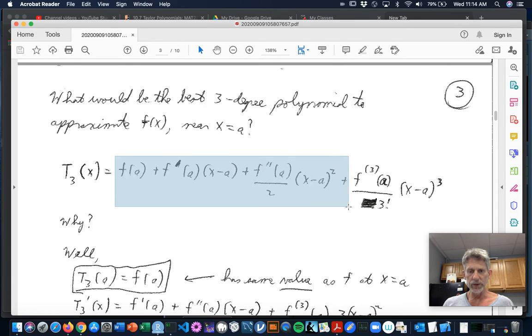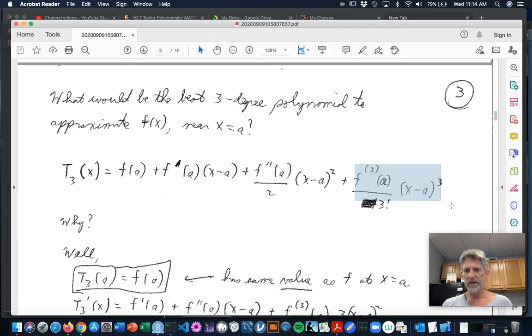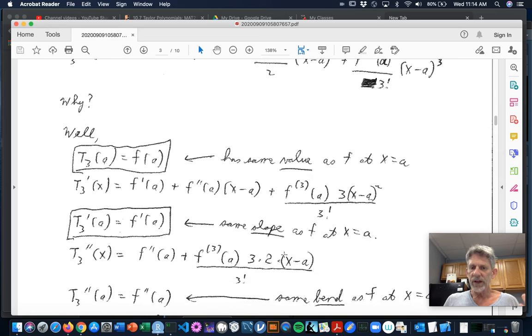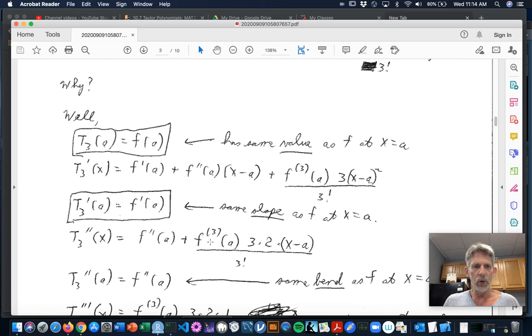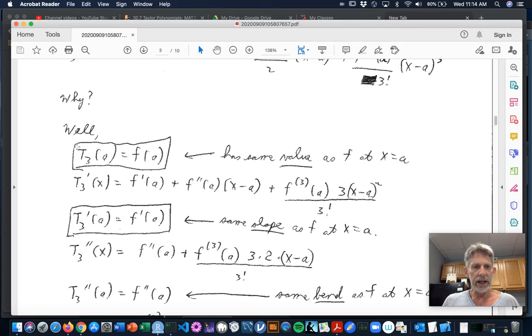Same as the T2 plus this constant times x minus a cubed. So it's the third derivative at a, but I'm dividing by 3 factorial. Okay, let's see why I chose that. Well, run through the same calculations as before. If you plug in a to T3, you'll see that it's f of a, so it agrees with f at x equals a.